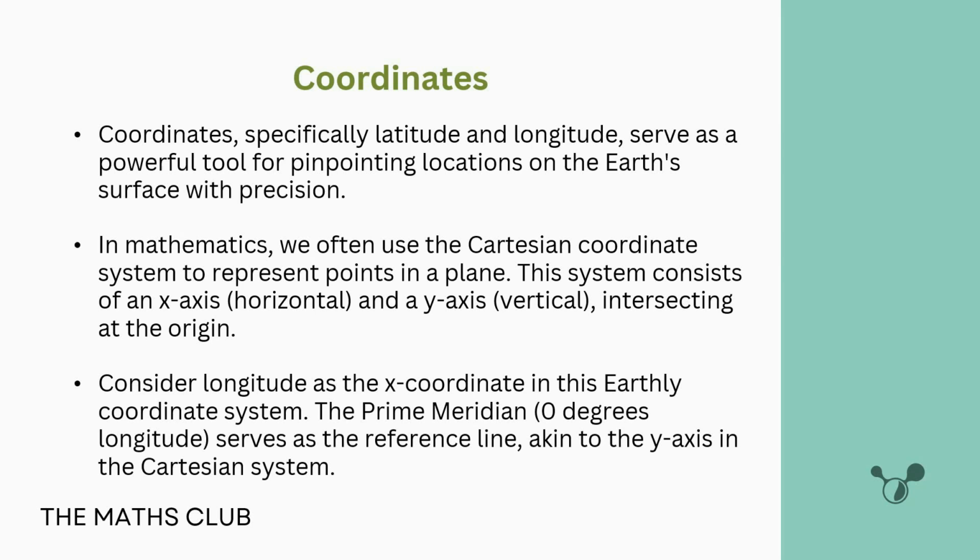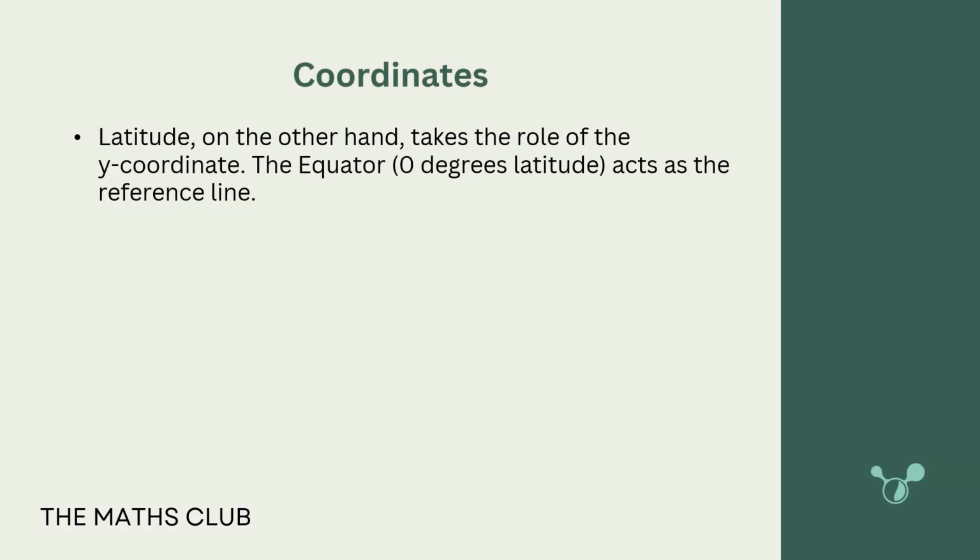So consider longitude as the x-axis in this earthly coordinate system. We are equating the Cartesian coordinate system to the earthly coordinate system. So the x-axis is the longitude, that tells you the west and the east positions. Does that make sense? Great. And then the prime meridian, which is 0 degrees longitude, serves as the reference line, akin to the y-axis in the Cartesian system. Latitude, on the other hand, takes the role of the y-axis. We've talked about that before. We said the equator, which is 0 degrees latitude, acts as the reference line.